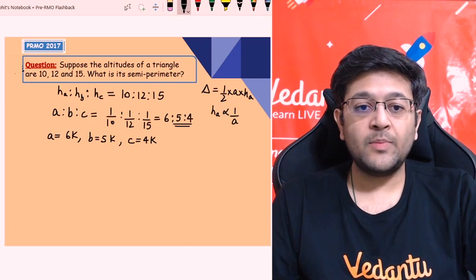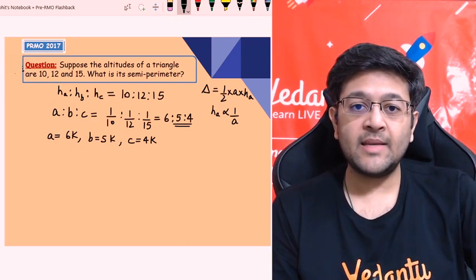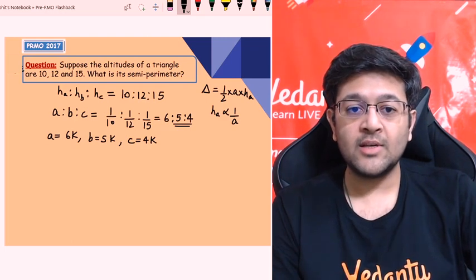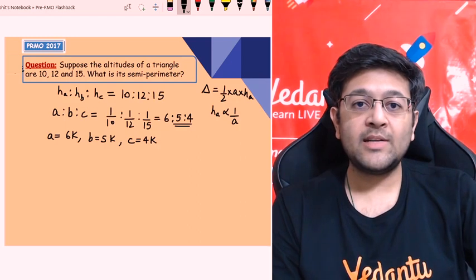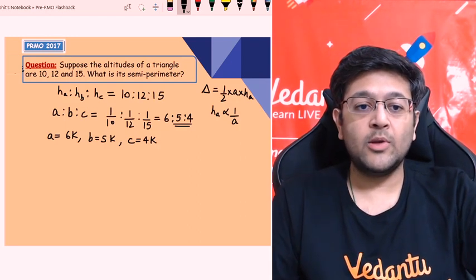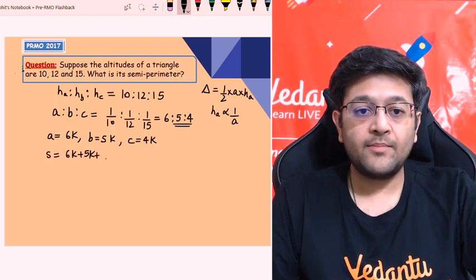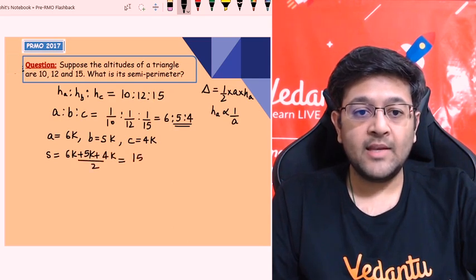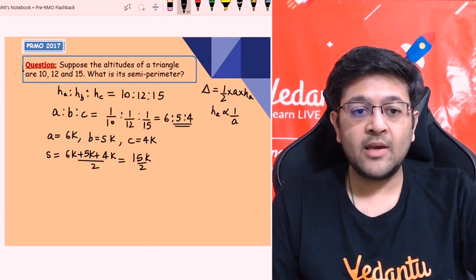Okay, so the concept is that we know the triangle's sides ratio and we also know the altitudes, but in the sides we don't know the exact value, right? So let's do one thing. First let's find the area of the triangle using Heron's formula. So for that, S will become (6K plus 5K plus 4K) upon 2, that is 15K by 2, right?